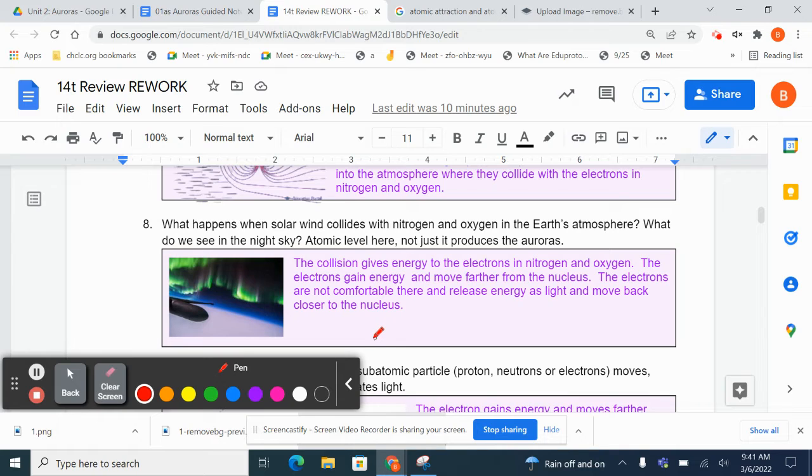Okay, so the collision gives energy to the electrons in nitrogen and oxygen. Here we have the charged particles coming into our atmosphere, spiraling down those field lines and colliding with the electrons in nitrogen and oxygen. The electrons gain energy and move farther from the nucleus. And of course, we know they want to move back in and become lower energy. So the electrons are not comfortable out there and they release energy as light and move back closer to the nucleus.